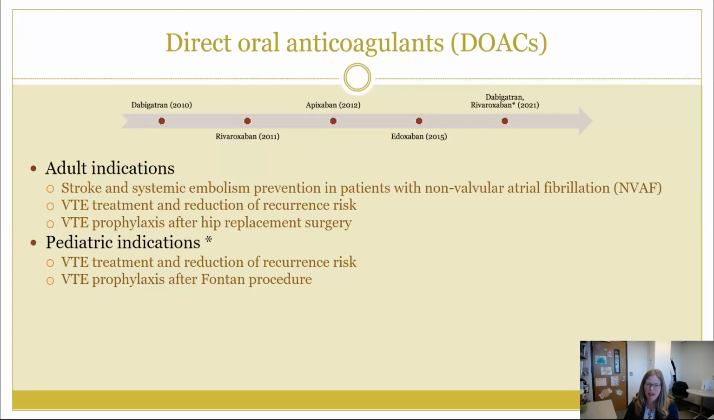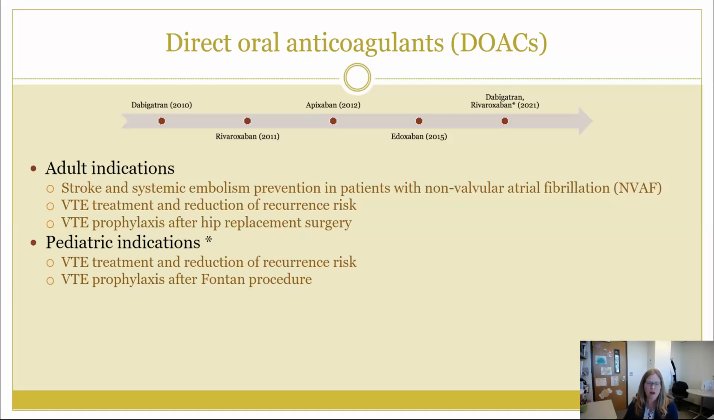Here's a timeline showing the FDA approval in the United States of these different direct oral anticoagulants. Dabigatran was first, back in 2010. Rivaroxaban and apixaban soon followed; these were the direct 10A inhibitors, in 2011 and 2012. Edoxaban is the third 10A inhibitor and was approved in 2015. And then most recently, in 2021, dabigatran and rivaroxaban were approved for pediatric use.